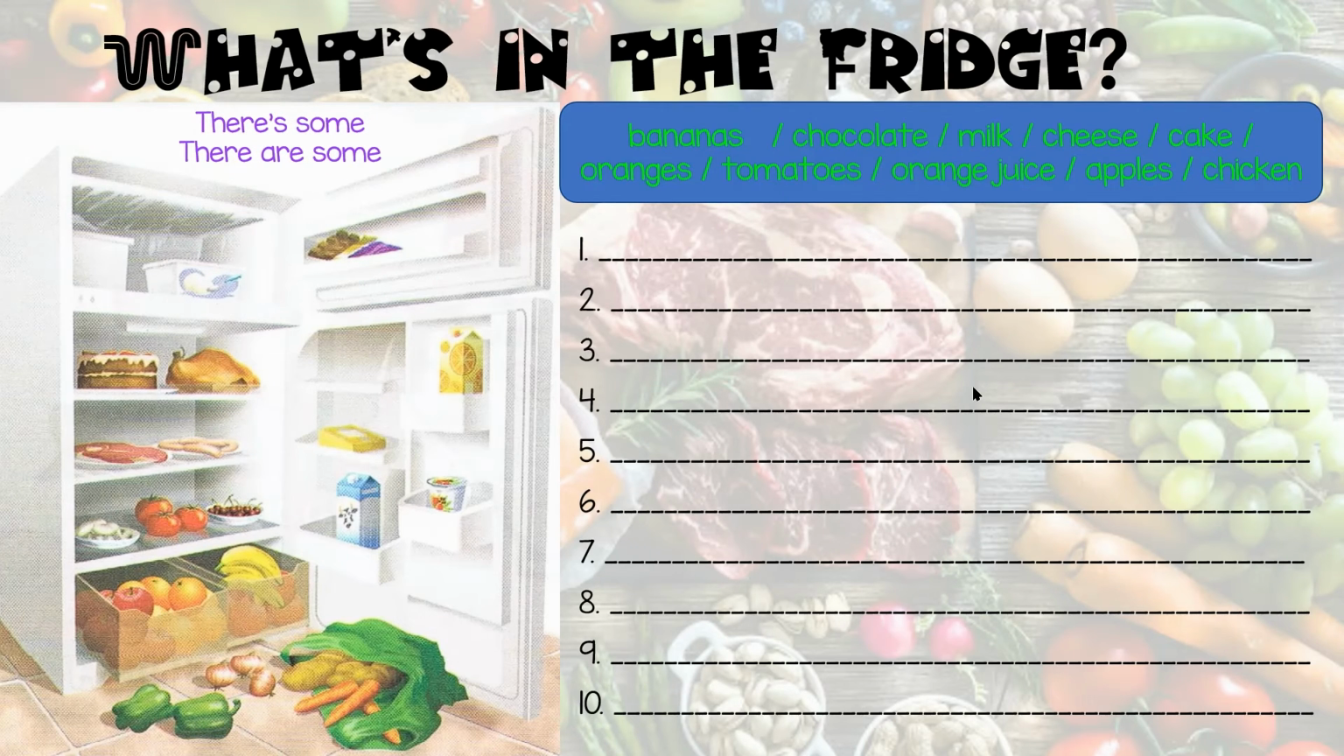Let me give you an example. The first item is banana. It's over here in the fridge. Can we count banana? Yes, we can. So we'll use there are some bananas. When you use some, you don't have to put down the numbers. You don't have to put down there are some 3 bananas. That is wrong. If you use some, you don't have to put in the numbers. Just write there are some bananas or there are 3 bananas.